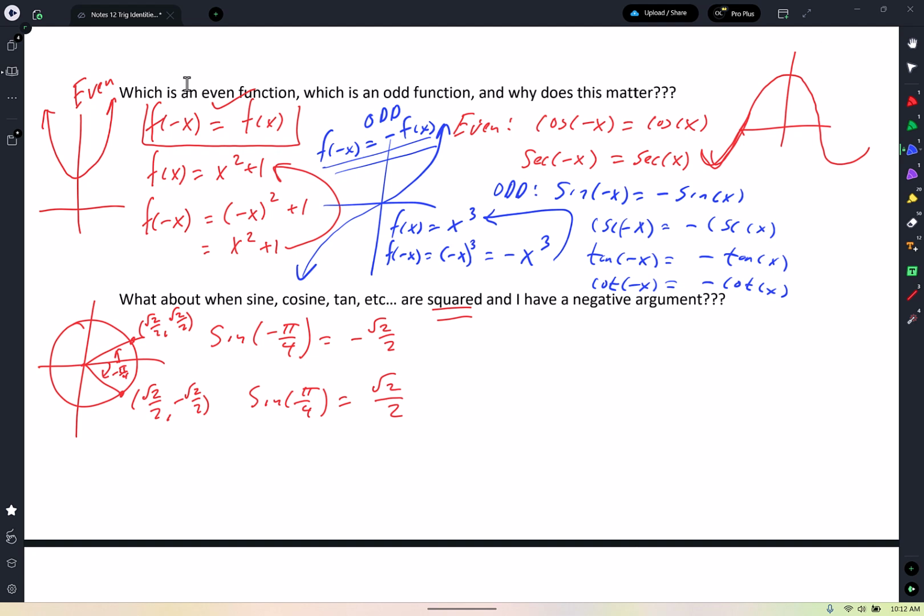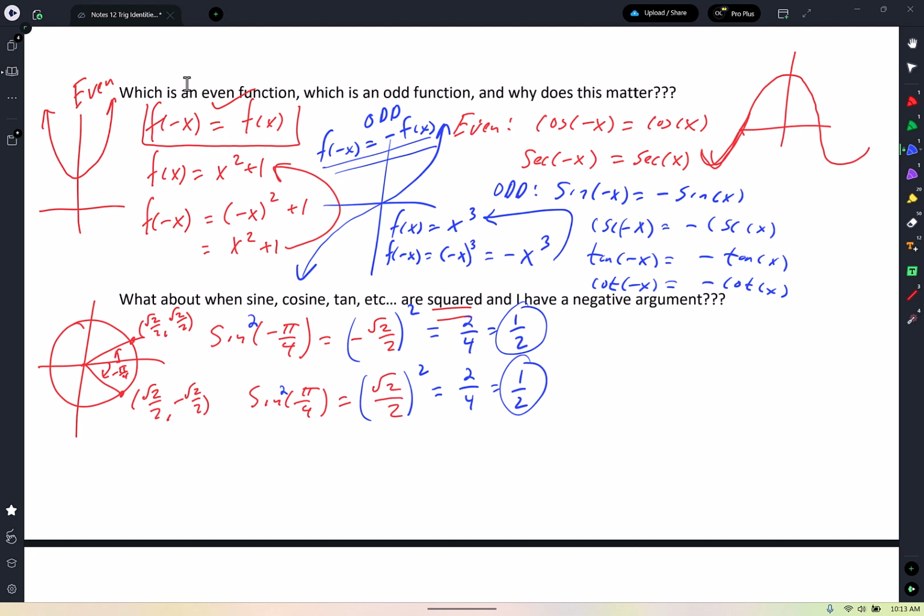I'm waiting for you guys to catch up. If I square them, guys, look, sine squared. So if I square that, that means I square this. If I square this, I square this. Look what happens. Negative times a negative is a positive. Square root of 2 times square root of 2 is 2. 2 times 2 is 4. So look, I get a half. Square root of 2 times square root of 2 is 2, and 2 times 2 is 4. And look, I get another half.